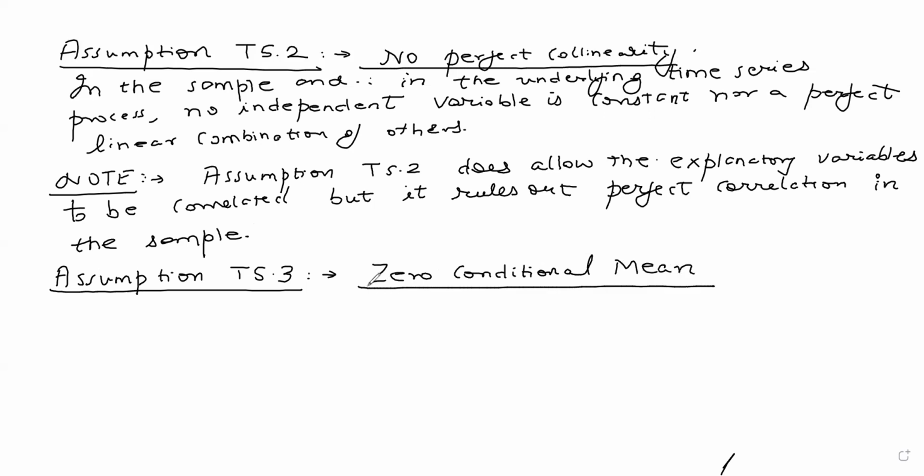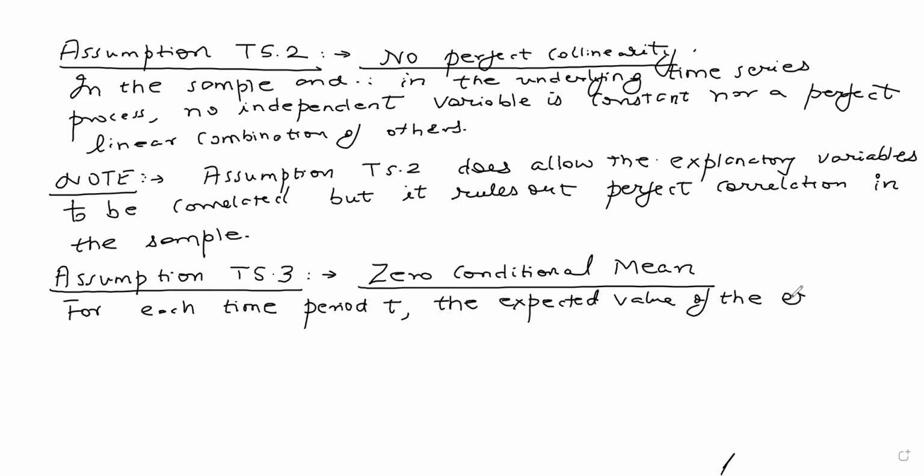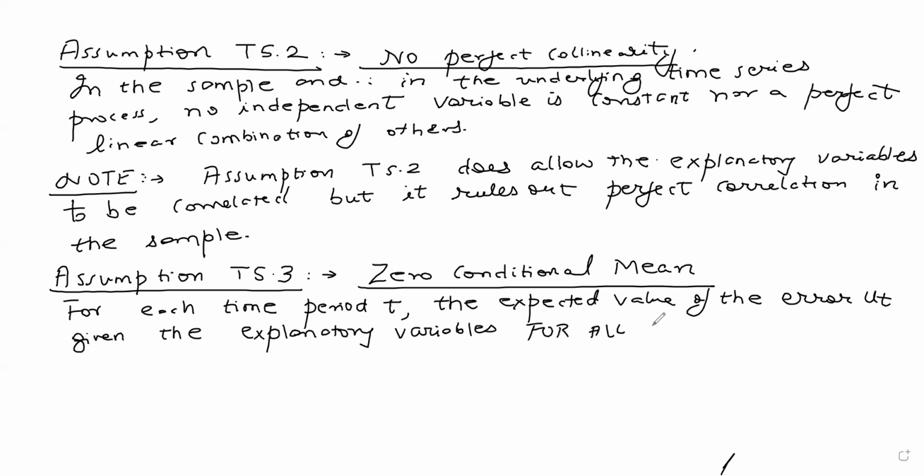Zero conditional mean. So let me explain this. For each time period t, the expected value of the error ut, given the explanatory variables, and here comes a very important phrase, for all time periods, is 0.